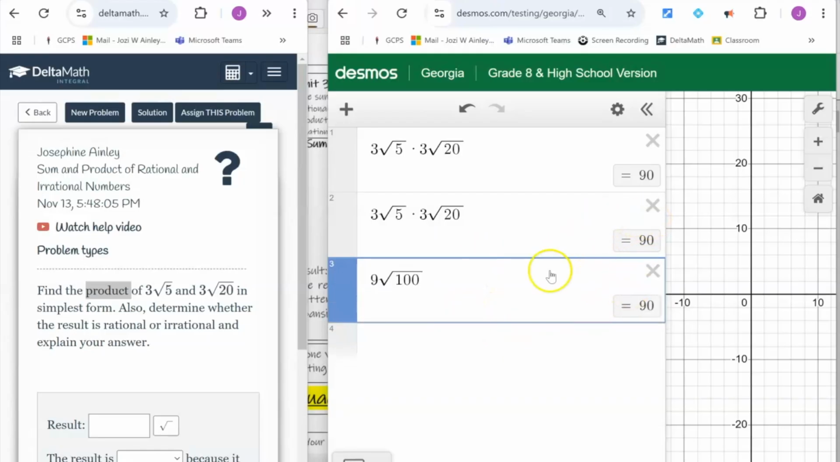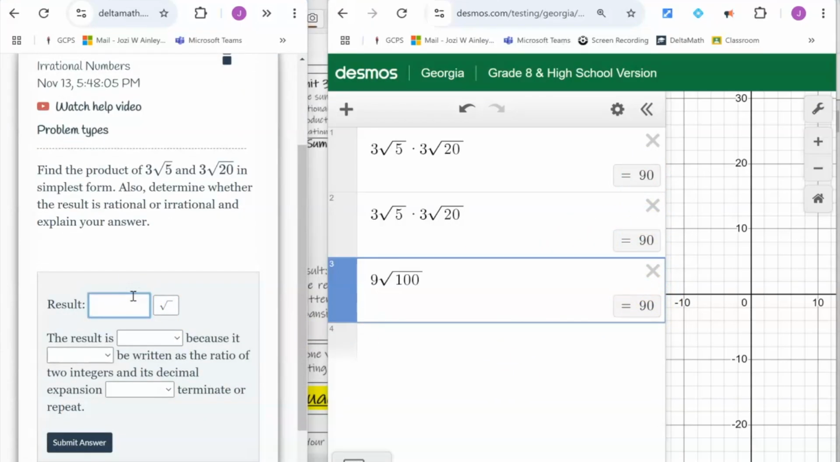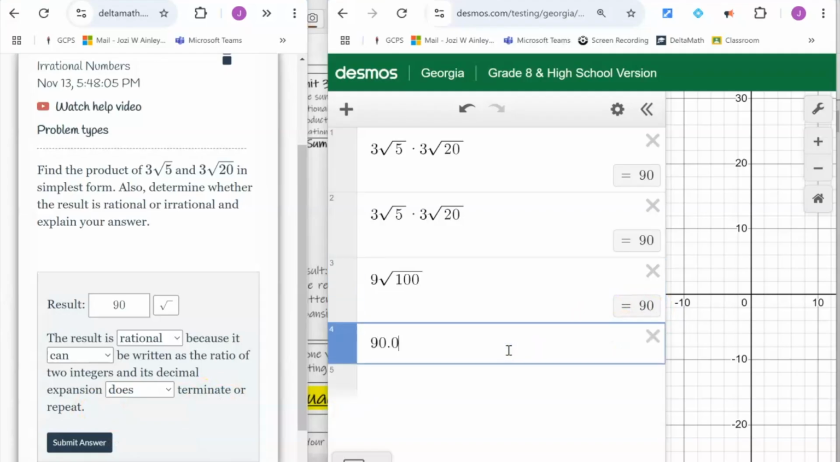They're both 90. Actually, why am I still doing this problem? What does it say it is? It's 90. So the answer is 90. It's not a decimal, it's a 90. So what is this? This is rational. Why is it rational? Because it can be written as a ratio of 2 integers. It's an integer, isn't it? And the decimal expansion does terminate or repeat. It terminates. You can think of 90 as 90.0 or repeating zeros. But I'm still going to keep going because I don't want to find another example, so I'm going to keep going to show you.